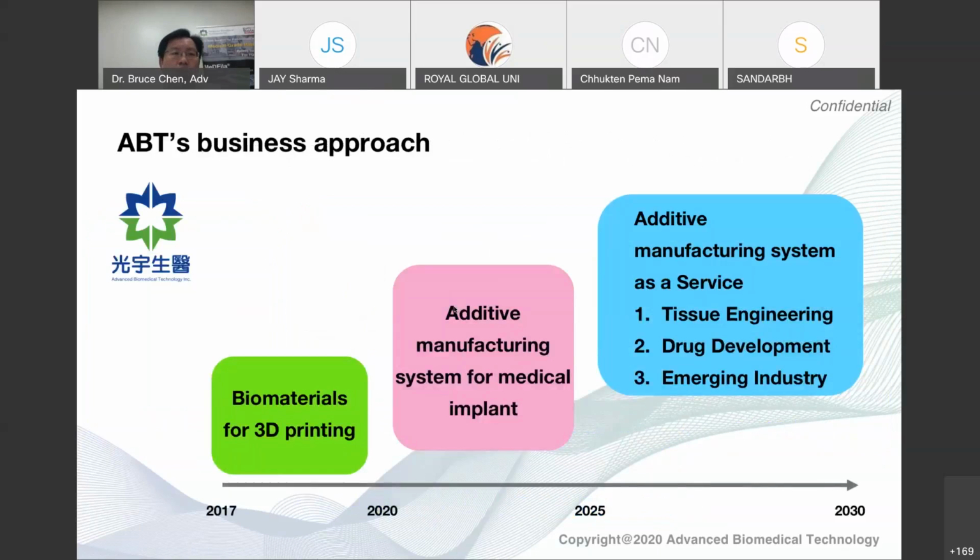Regarding our business approach, for the past 3 years we finished our biomaterial production, especially for 3D printers. And right now, in the next 5 years, we try to build up a new platform for medical implants. For the future, we try to engage with several task forces, not only for medical devices like implants. We also try to engage with real tissue regeneration scholars, and with pharmaceutical applications such as drug loading testing, and furthermore things we haven't met yet.